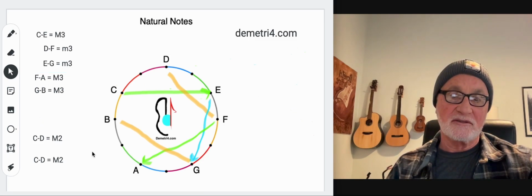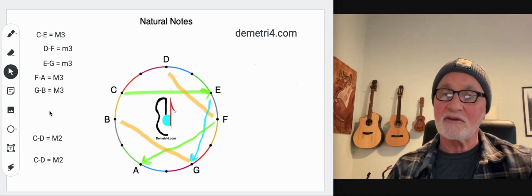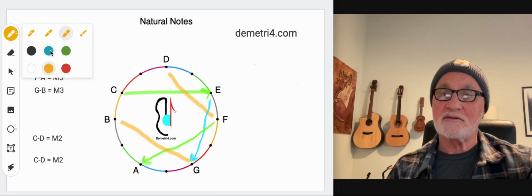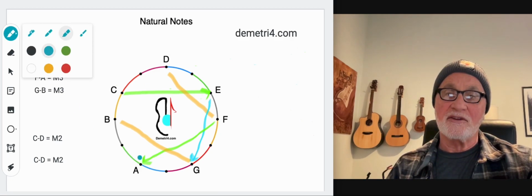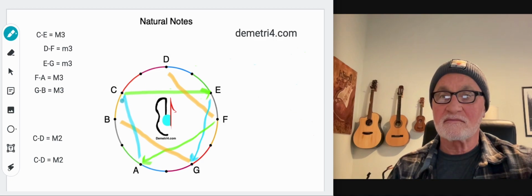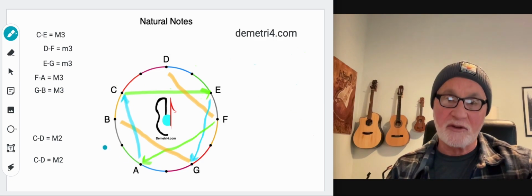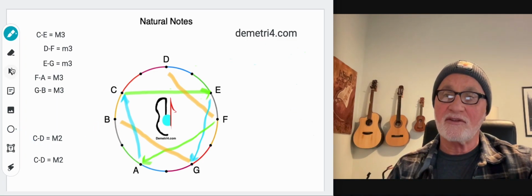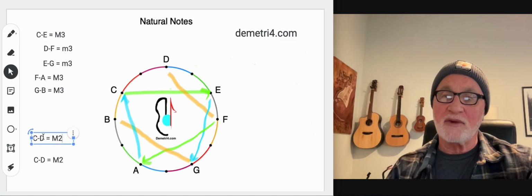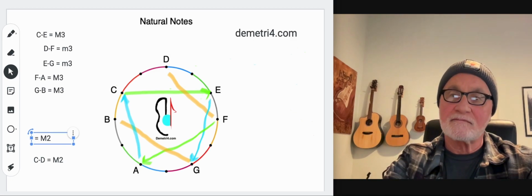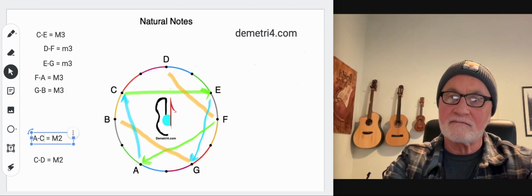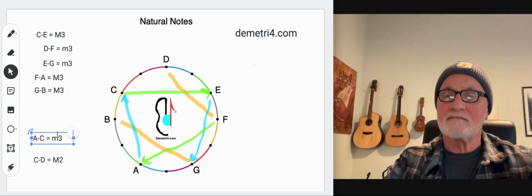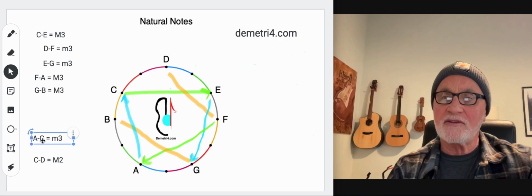Where are we at? We did G, we're on A. So back to blue. A to C. And we're always going clockwise from the lower note to the higher note. 1, 2, 3 dots. A to C is a minor third. Be sure to try these on your own.